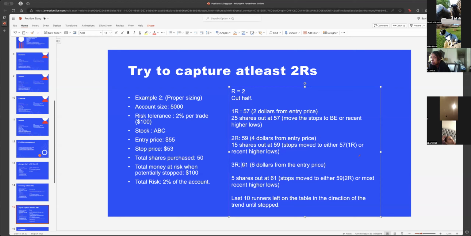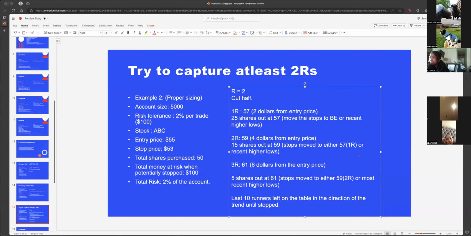So which means $61 is where you will be closing the majority of your position if you entered at $55 with the stop loss at $53. Your total risk is $2. If it goes to $57, you cut half and move your stop loss to break even or recent higher lows. And now you're going to make the second cut. You're still holding your 25 shares, right? You're going to be making the second cut on the 15 shares if it gets to $59.